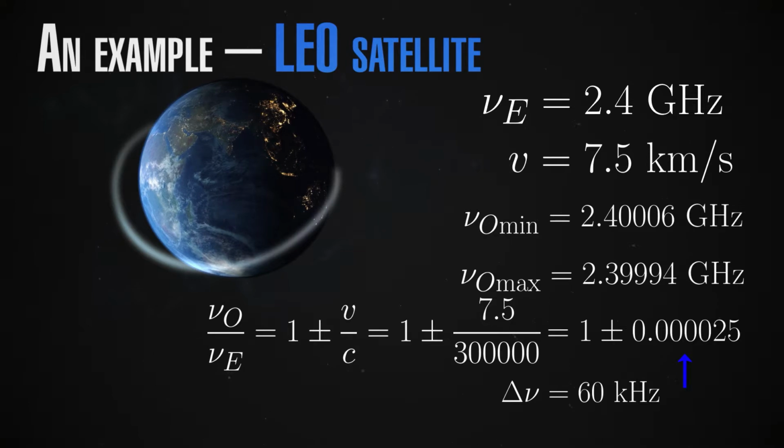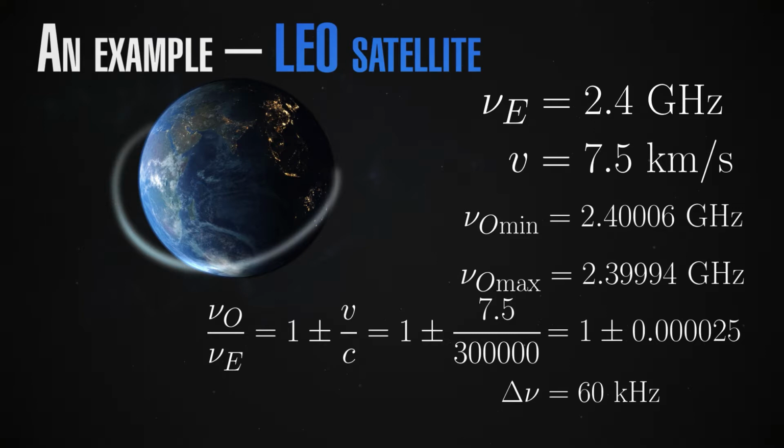Now this ratio, as you can see, is very low for this relatively high velocity, 7.5 kilometers per second. Still, this speed is nothing compared to the speed of light, and so the ratio is, you can see, just 25 millionth of 1. And so it's a very small ratio, but since we're talking about gigahertz, this small ratio corresponds to a delta nu, or difference in the frequency, of almost 60 kilohertz.